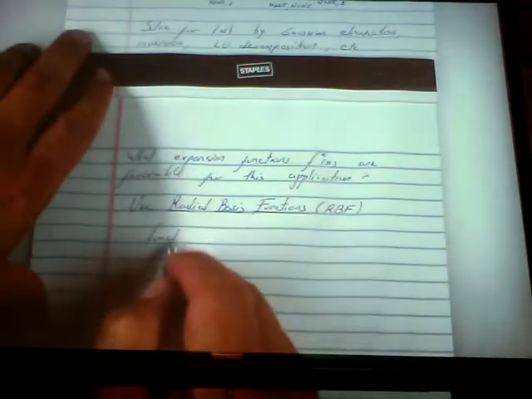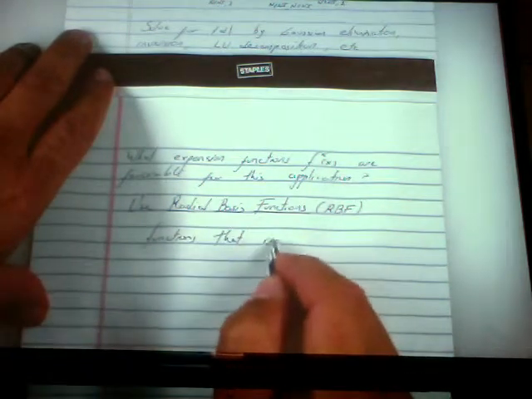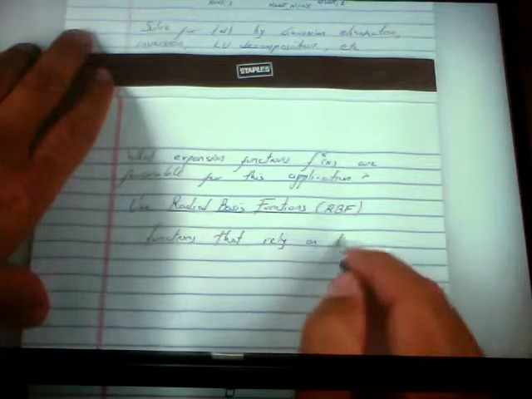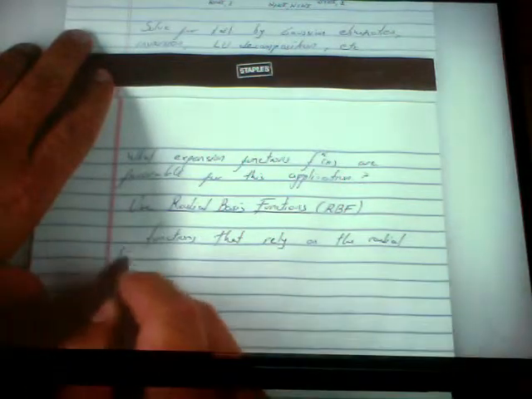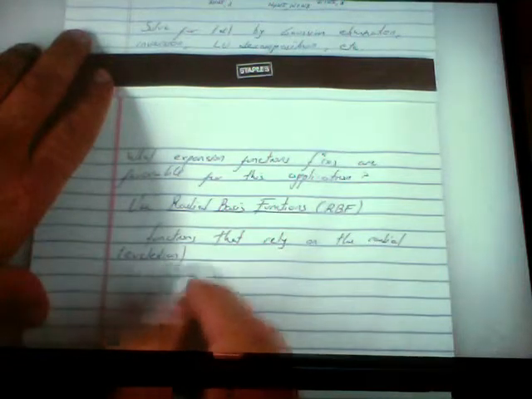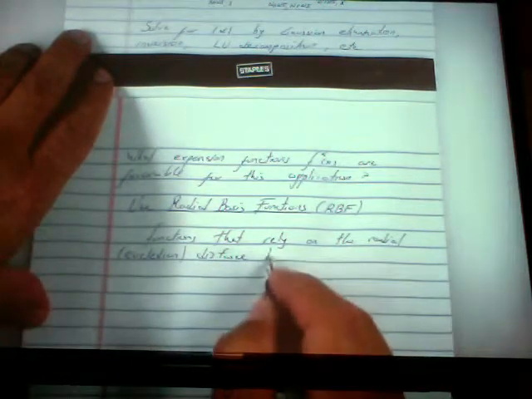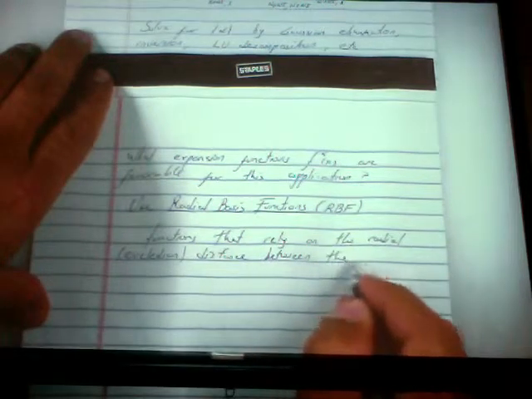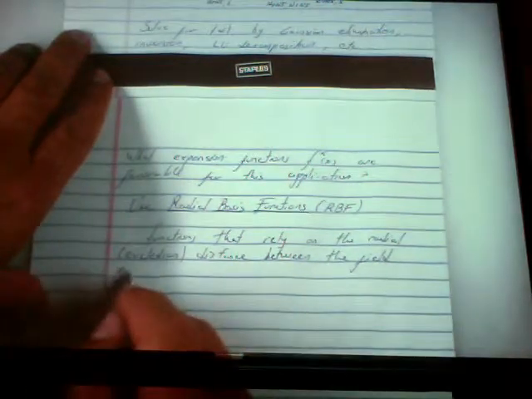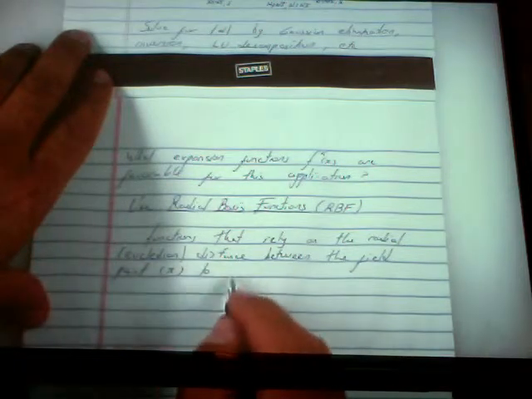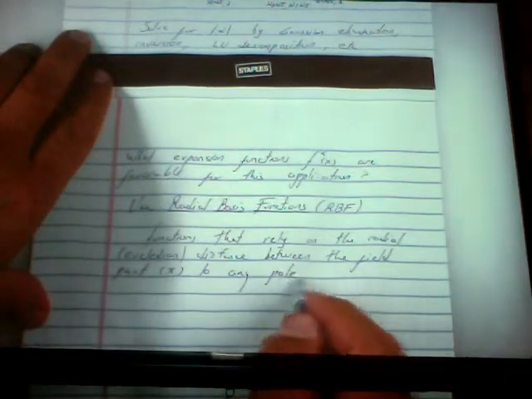And in the next section of the semester, we'll see how we can use these functions directly to solve differential equations. Okay, so what are radial basis functions? These are functions that rely on the radial, which is basically the Euclidean distance between the field point to any pole xk.